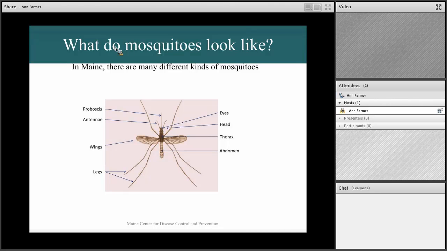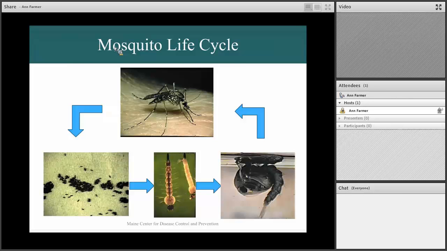They also have an antenna and have a thorax and abdomen. The antenna is what the mosquito uses to hear and smell, and the abdomen is the part of the mosquito that fills up with blood when they are feeding and turns a bright red color.